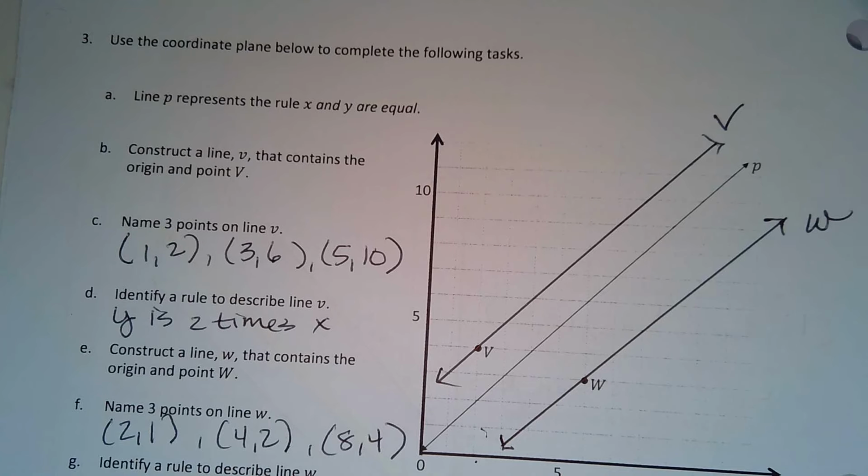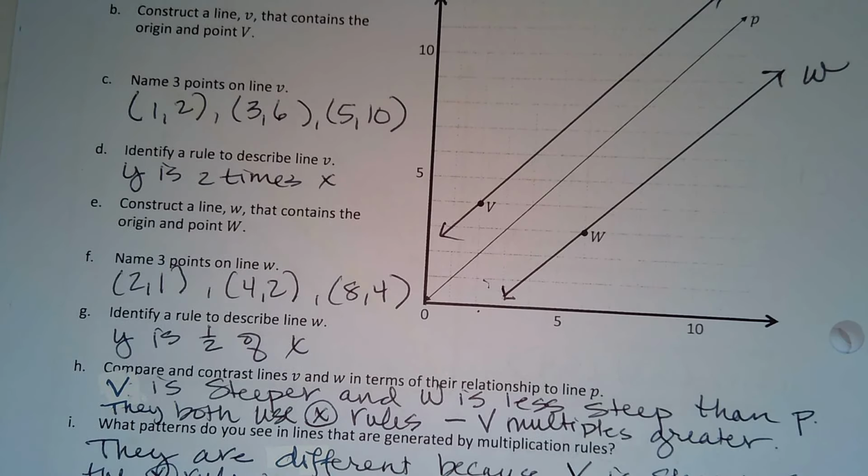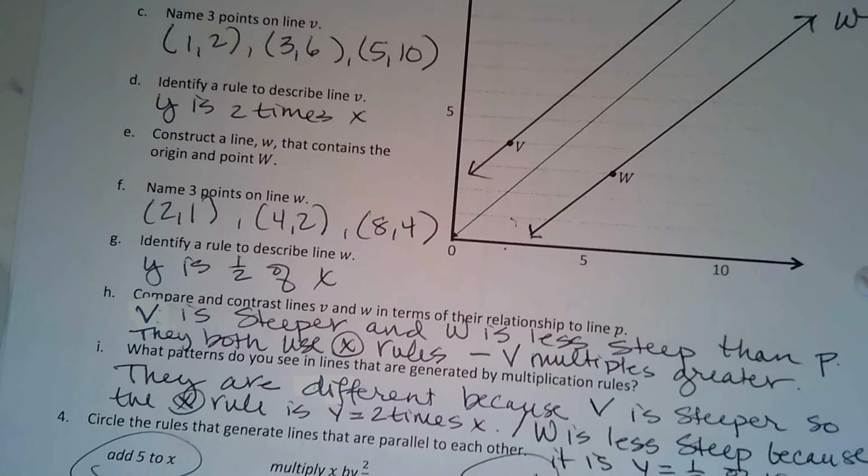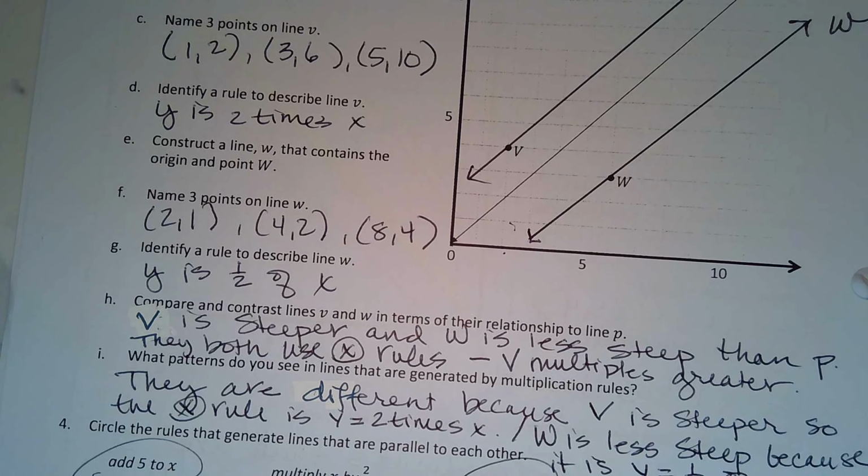Your lines and your points might look different than mine. I'm just giving you an example here. Construct a line W that contains the origin and point W. So my lines obviously don't contain the origin, so don't pay attention to that. Do what you know you're supposed to do. Identify a rule. I was concentrating on trying to get the lines parallel. Identify a rule to describe line W. Y is 1/2 of X.